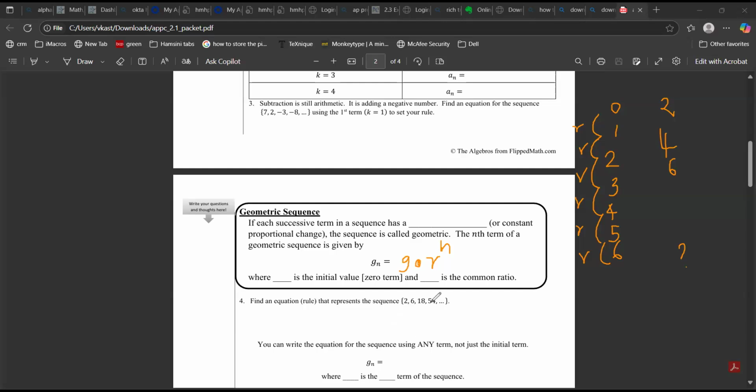Now let's say we are given the kth term. We are not given the 0th term. But let's say we are given 2, 2 twos are 4, 4 twos are 8. This should be 8. And then let's say I have 16.